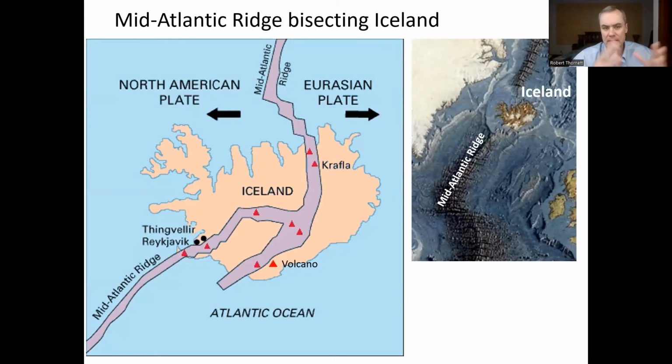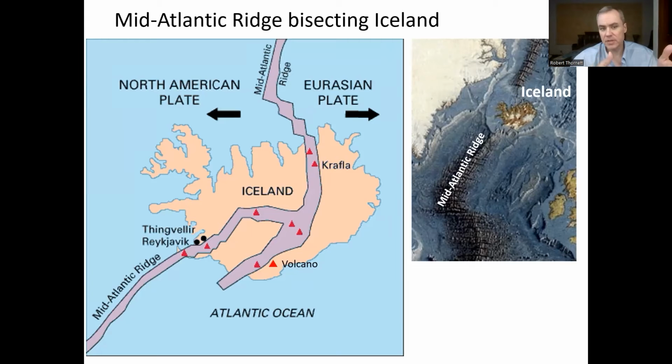So here's Iceland, an island up in the North Atlantic. The top of it touches the Arctic Circle. And you can see that there's two plates. There's the North American plate on the west side, and there's the east side Eurasian plate. And those two plates are diverging.